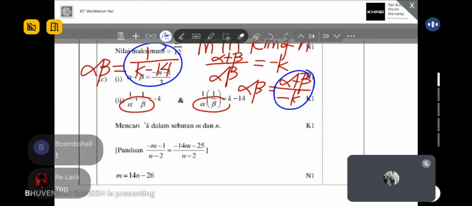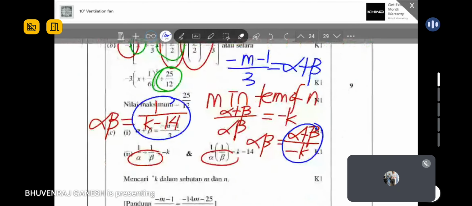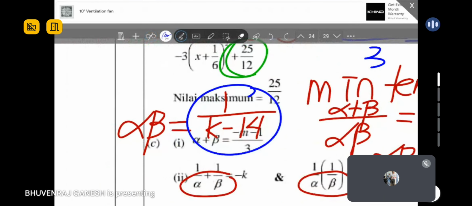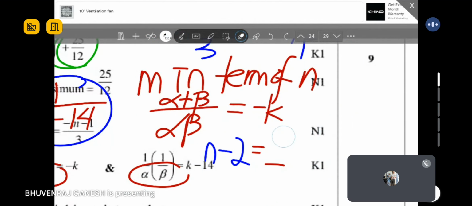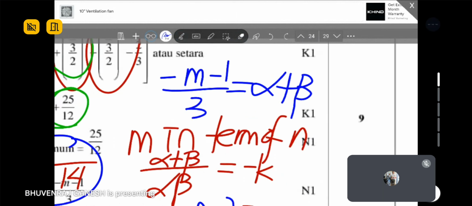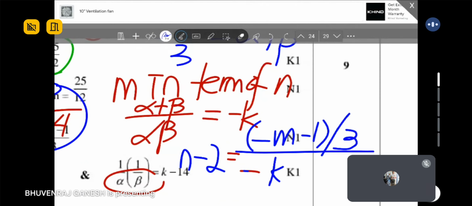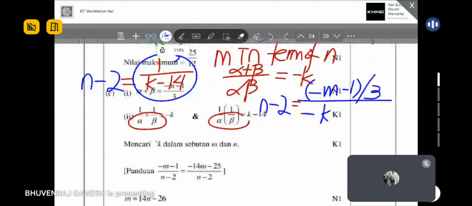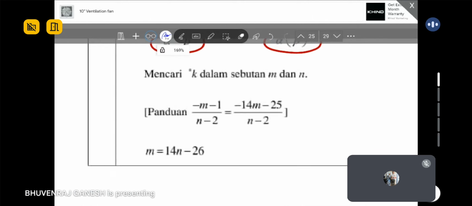Okay, just now your alpha beta you got n minus 2, right? So you can actually substitute over here. So you no need to write alpha beta. You write n minus 2. More simple. Okay. This one n minus 2 also based on just now. Okay, and then alpha plus beta you write negative m minus 1 over 3. So it's something like this. Dia macam ni. Okay. So you guys just need to solve simultaneous lah. These two equations to get m in term of n. So this will be your answer.